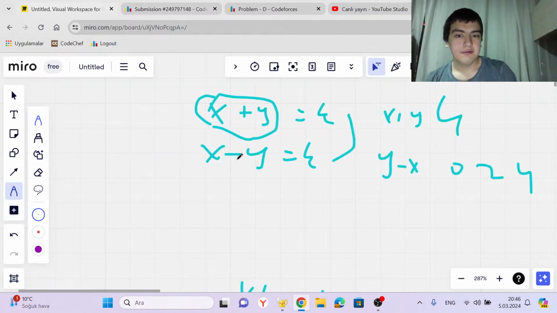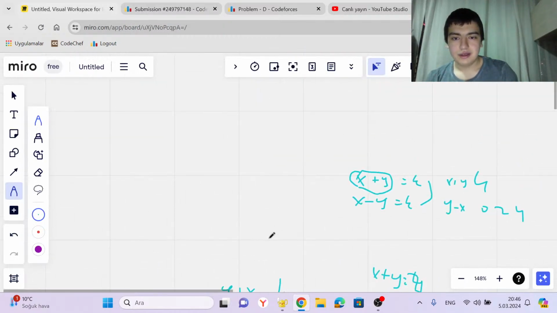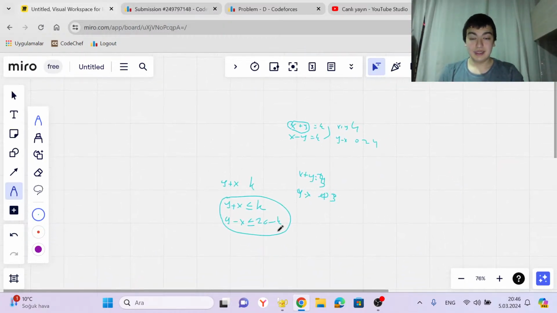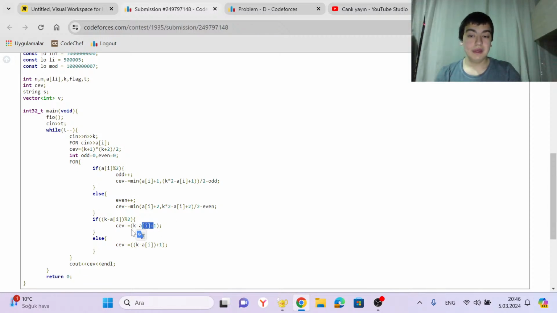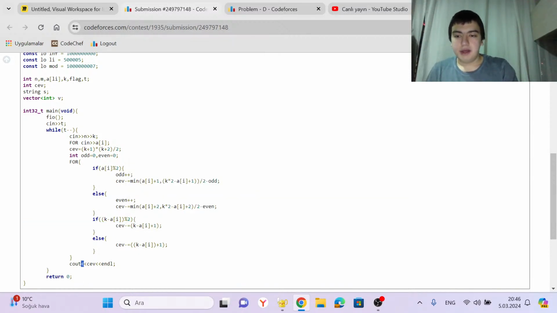We said if m is equal to c minus k, then the answer will be m plus 1. So we are decreasing this value. This is the value for choosing k as y minus x. So we should decrease it from our answer. And I'm outputting the answer.